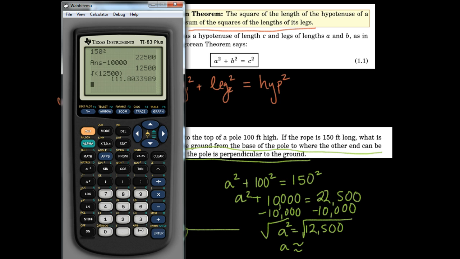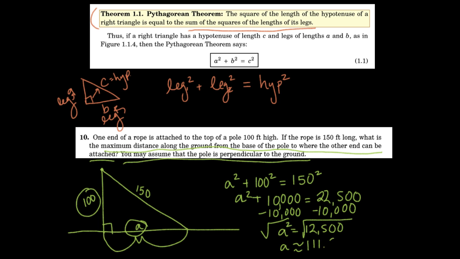Drum roll please. Enter. 111.8. And what are our units? Oh, feet. So go back to the question, it's asking what is the maximum distance along the ground from the base of the pole to where the other end can be attached? So we can say then that the maximum distance is 111.8 feet.